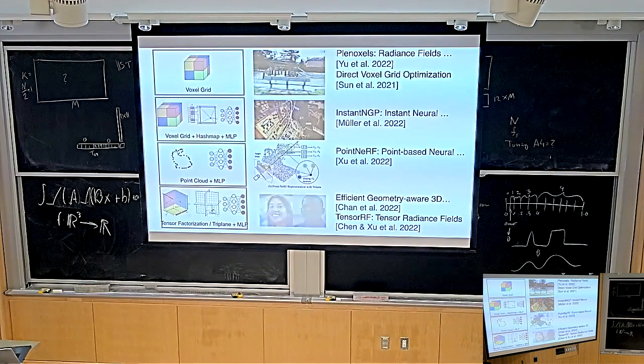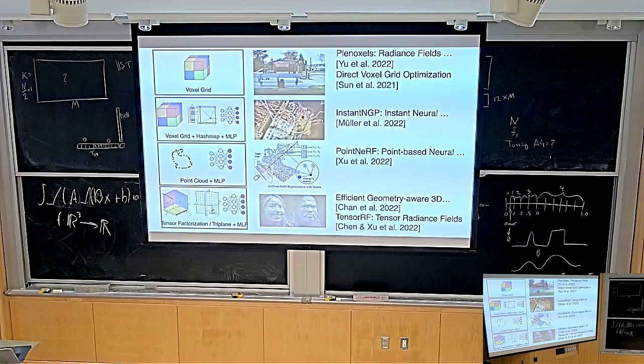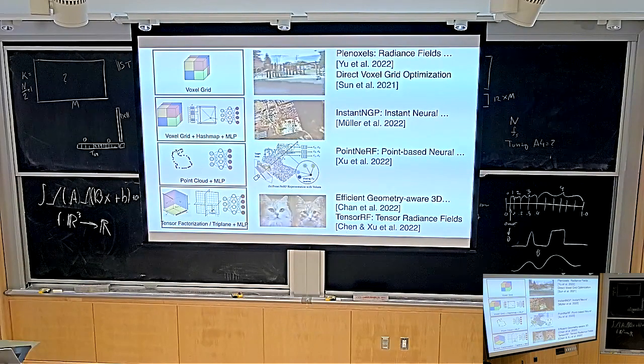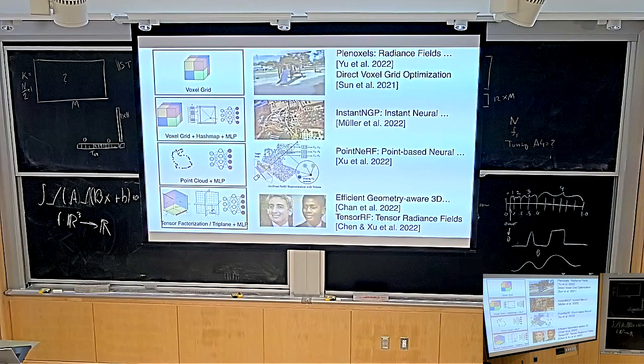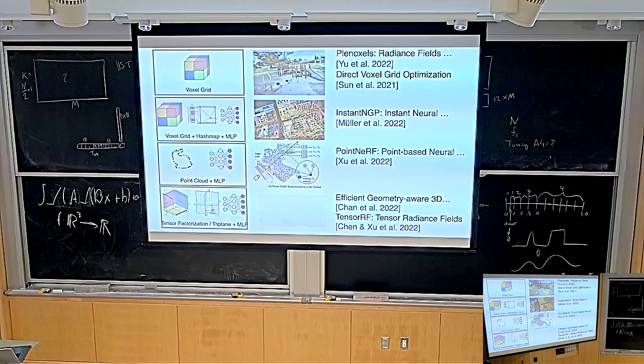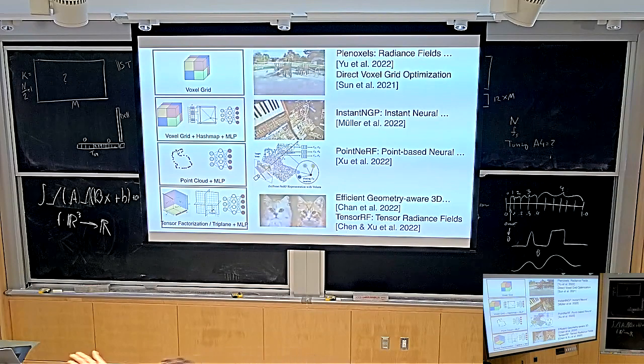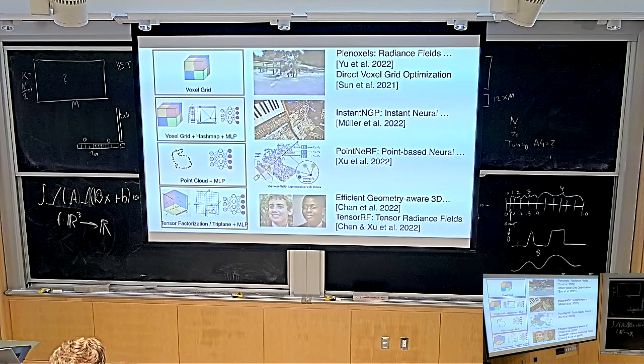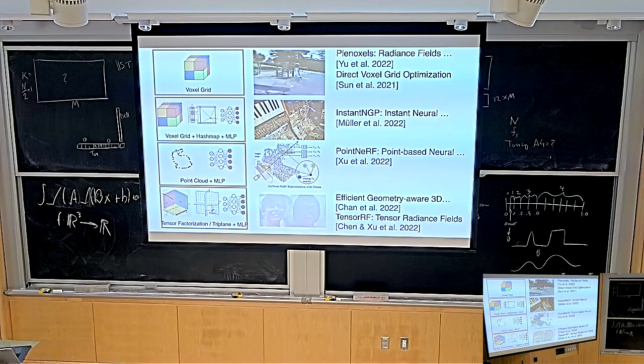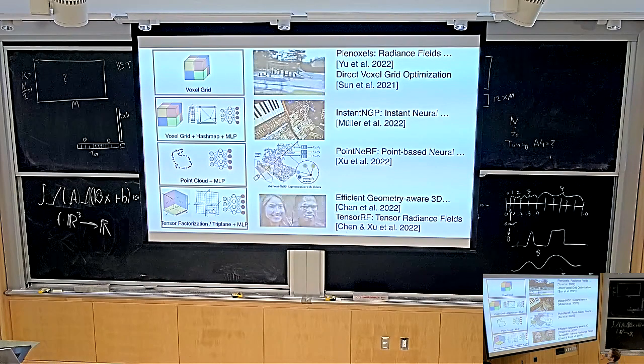So here's a set of papers. In 2022, there was Plenoxels. Plenoxels parameterizes the scene as a voxel grid. They were like, okay, you don't need the neural network, we're just going to use a voxel grid. It looked pretty good, but it wasn't quite as good as the neural field. And there's another concurrent paper called Direct Voxel Grid Optimization.